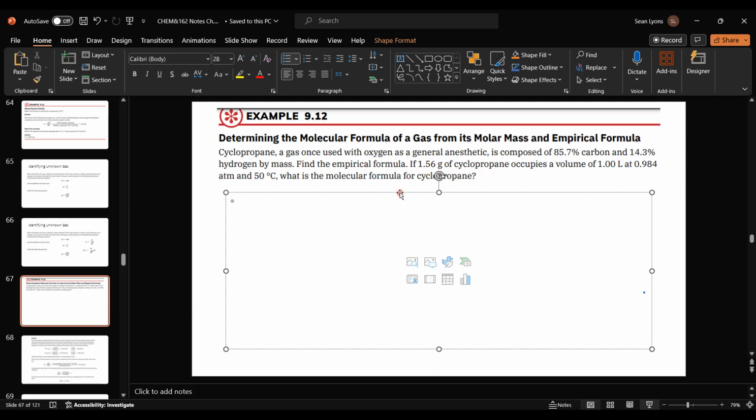So what's the simplest ratio of carbon to hydrogen? And then we'll be able to use that information. We'll be able to use the ideal gas equation to figure out the molar mass, and then molar mass over empirical formula, we can get the molecular formula.